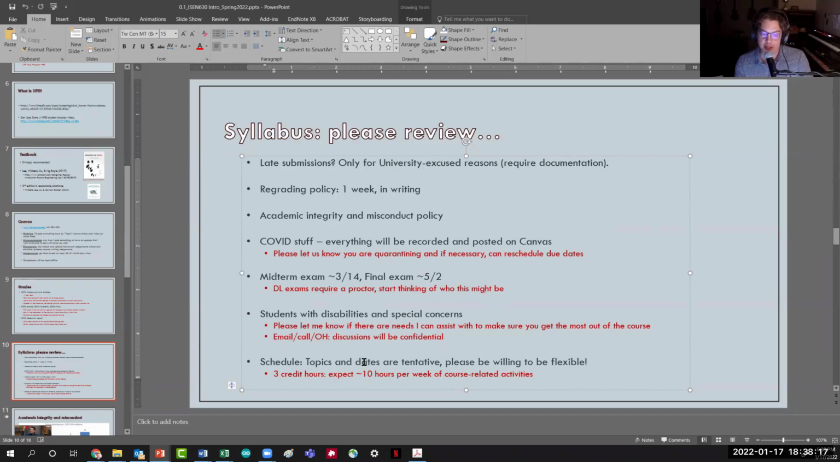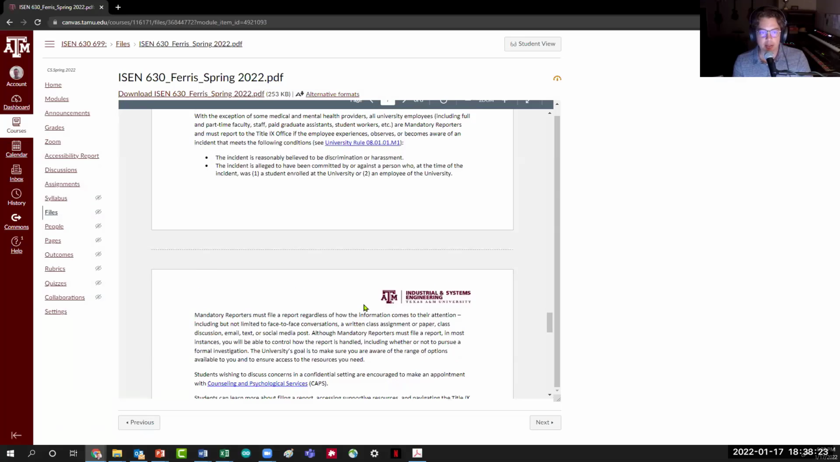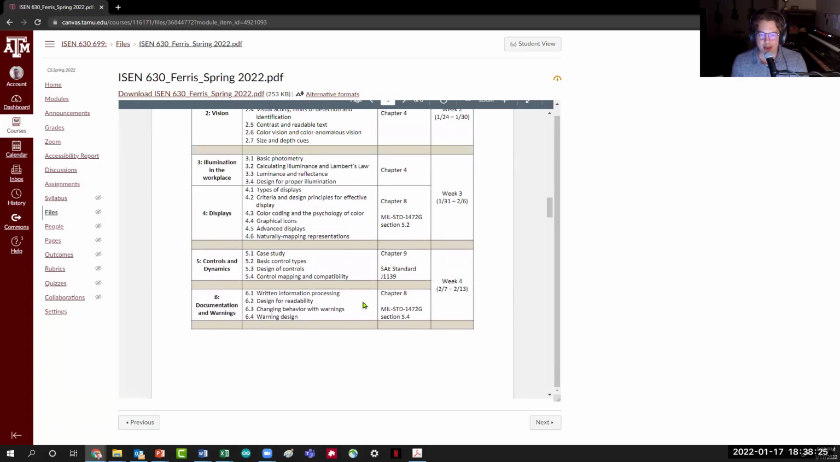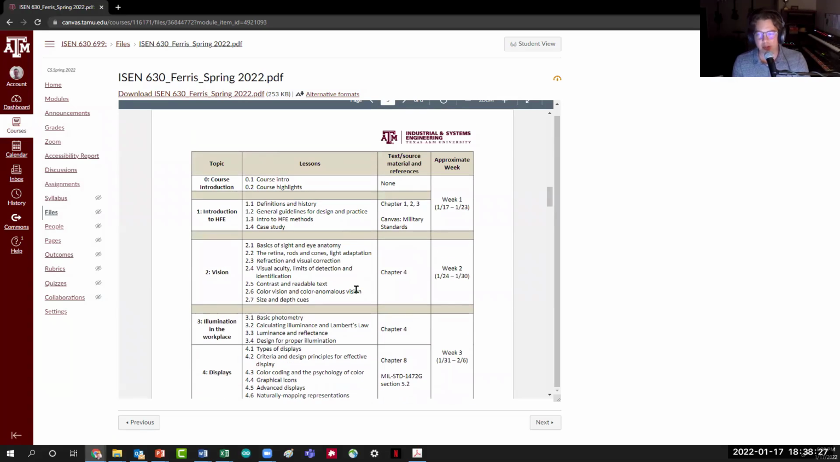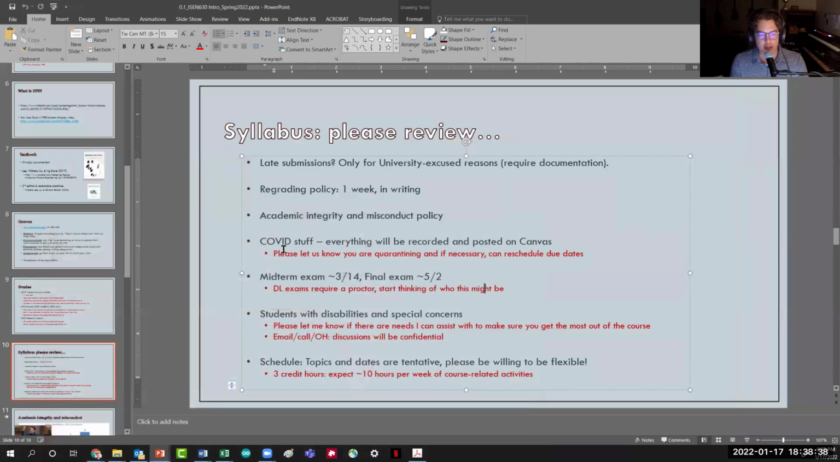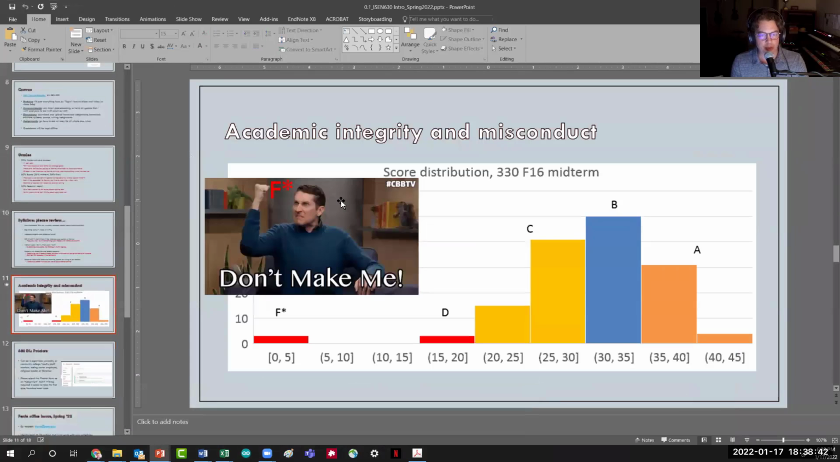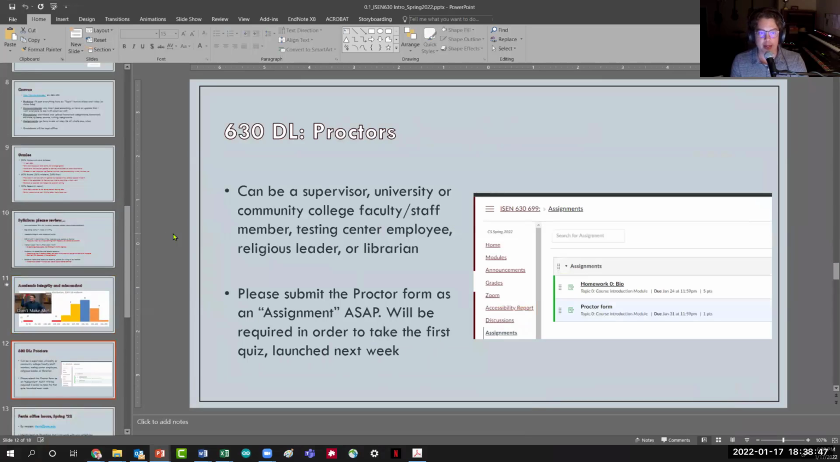And then finally, the schedule, you can see it in the syllabus. This is a tentative schedule, but I think we can probably stick pretty closely to it. So you can see this is week 1. You're getting topic 0 and topic 1 this week. Next week is vision. Just want to show you, we do the F stars. It's brutal. Don't want to do that.